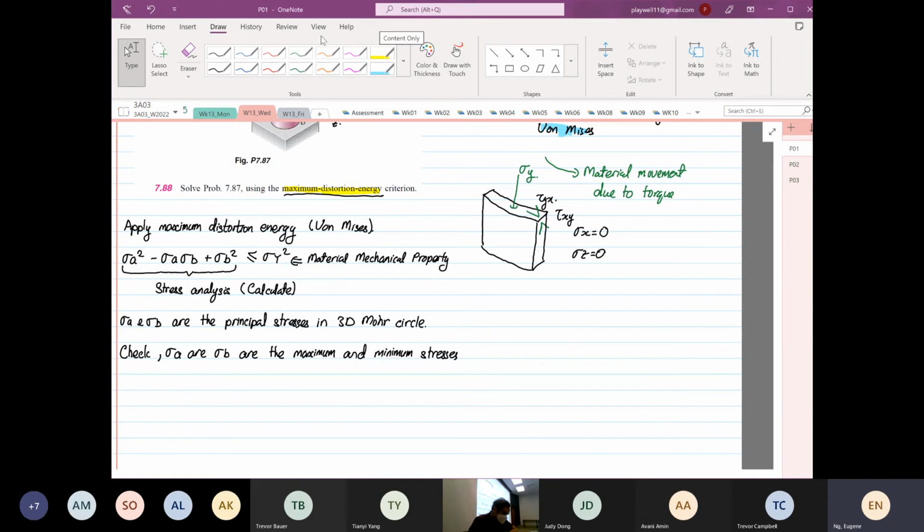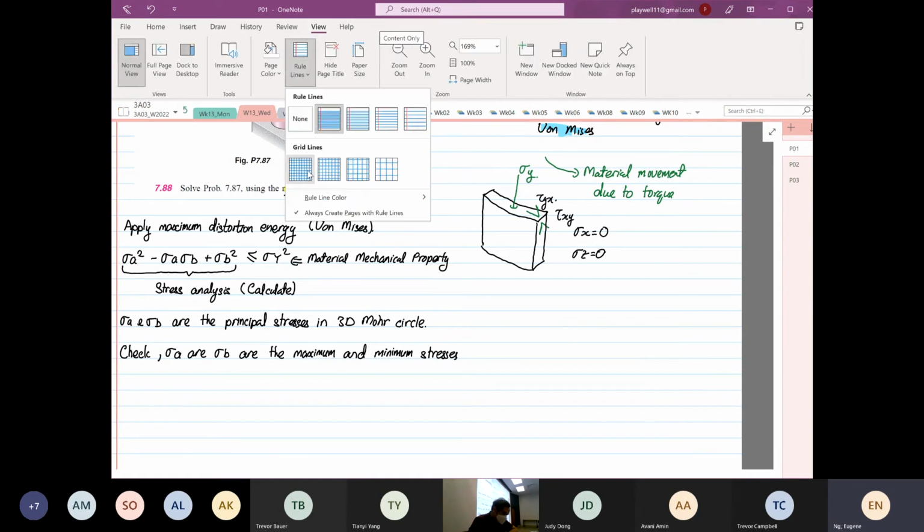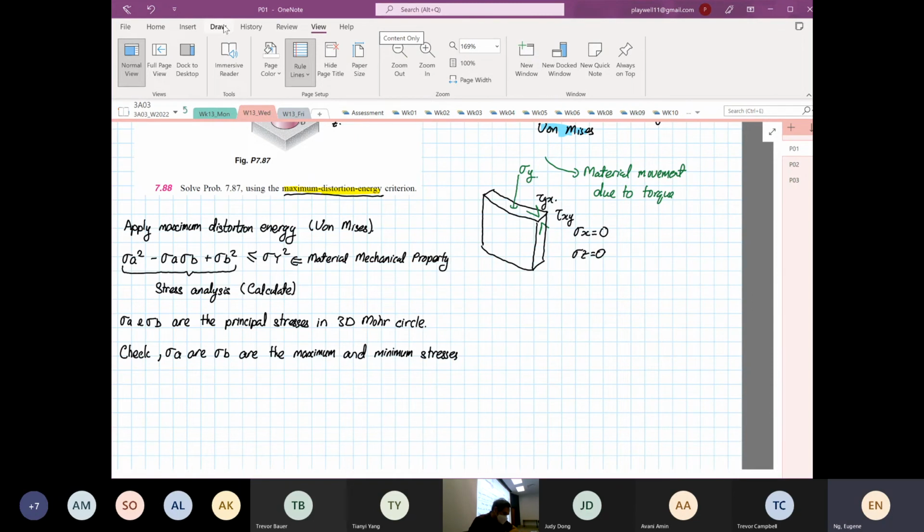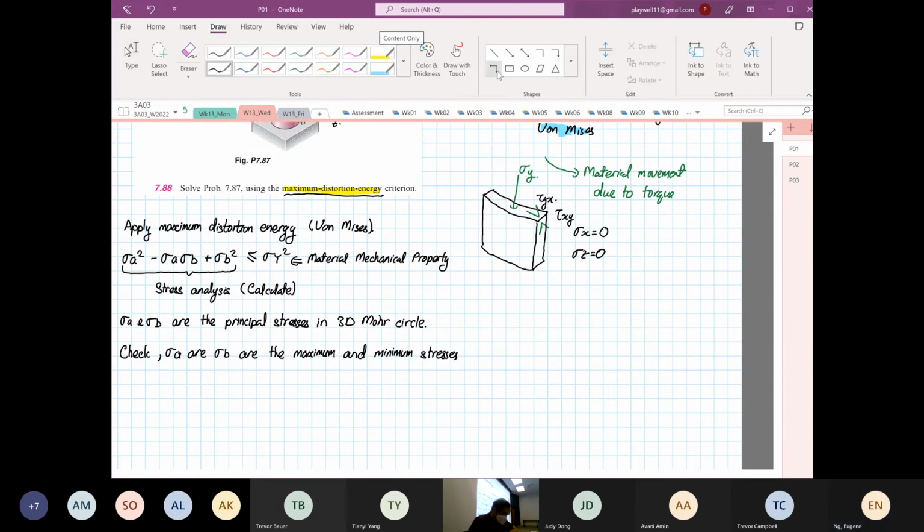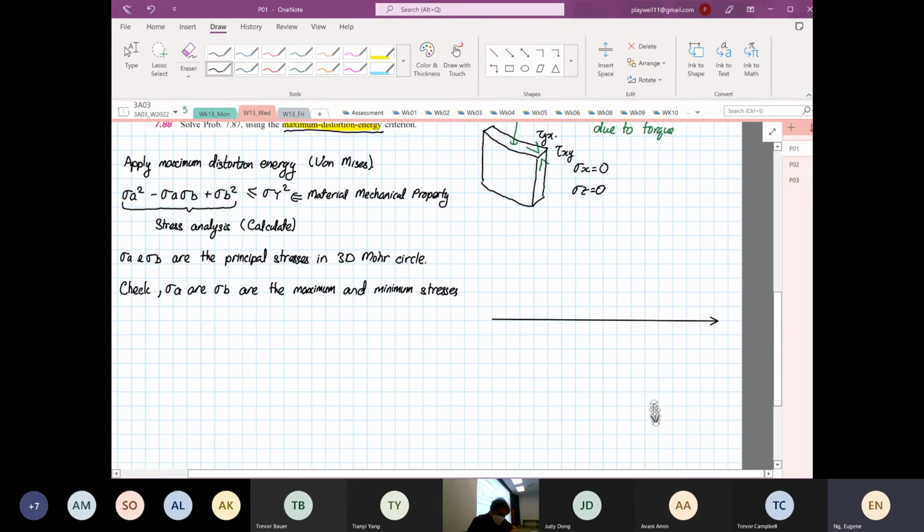So we're going to sketch our 3D Mohr's circle. So we know that this is our normal stress. This is our shearing. Then we have our shearing stress.